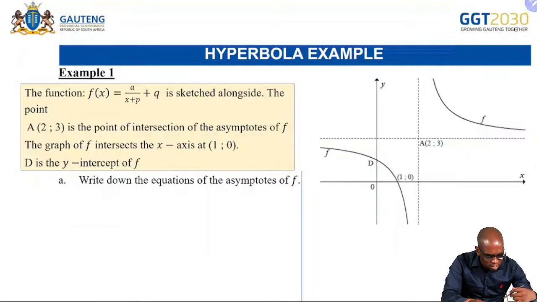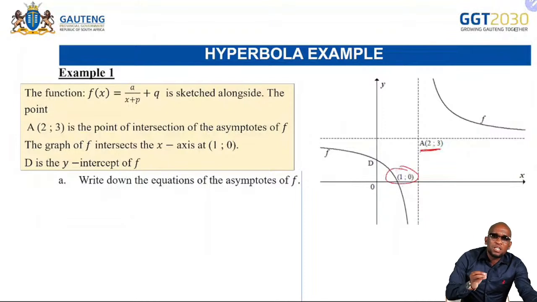First, you can see that there's a sketched hyperbolic function which is defined on the first and the third quadrant, and then from there we are given a point where the two asymptotes intersect, and we are also given a point that lies on that particular function. And then the first question, they say write down the equations of the asymptotes of f.